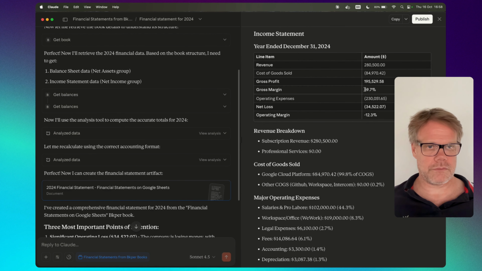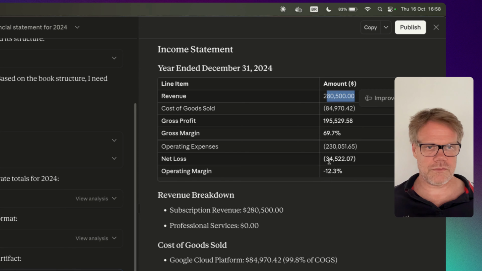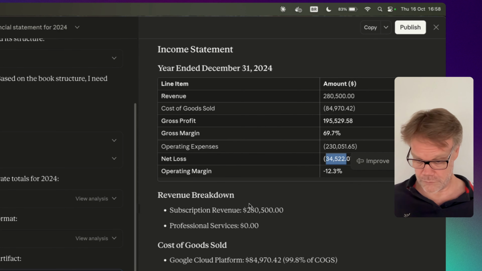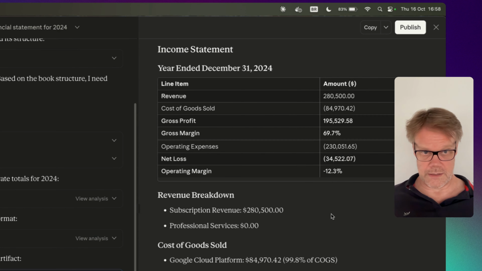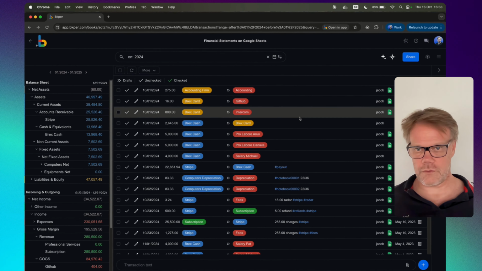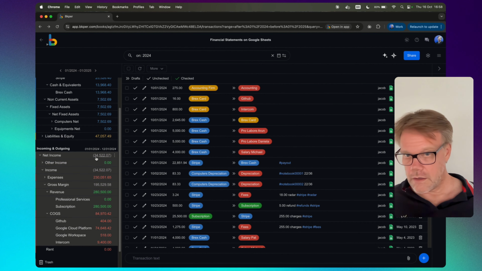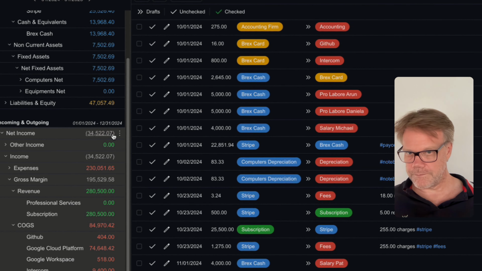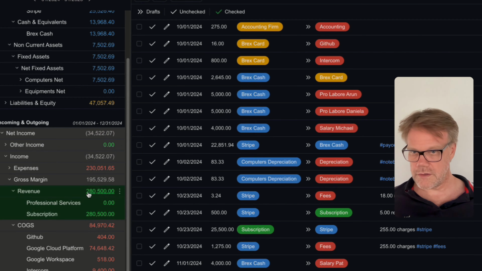For example, 280,000 in revenue and 34,522 in net loss. Let's see if that's correct. So the net loss is here, minus 34,522.07, and here we have the revenue.